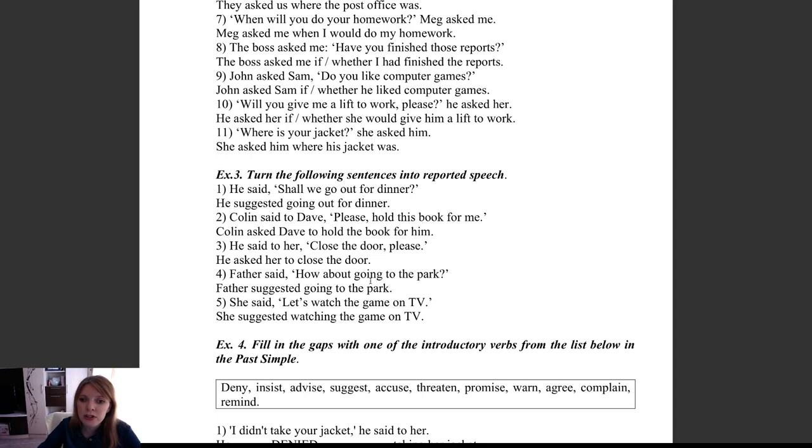Number 5. She said, let's watch the game on TV. She suggested watching the game on TV. The same. The verb suggest plus gerund.